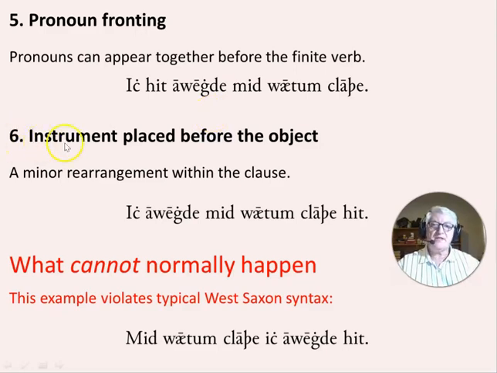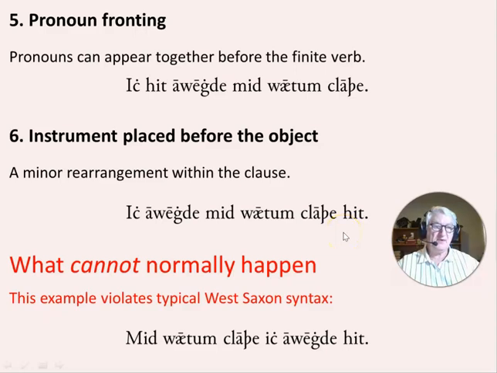Then number 6, the instrument. I was referring to this before. Placed before the object is the instrument, mit wētum clāþe. Remember all this is in the dative here, the preposition followed by the dative. The instrument can be placed before the object. So this is a minor rearrangement within the clause. So ich āwēģde mit wētum clāþe hit. So, I wiped with a wet cloth it.